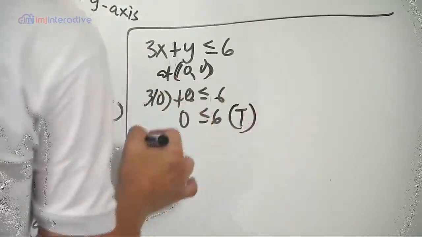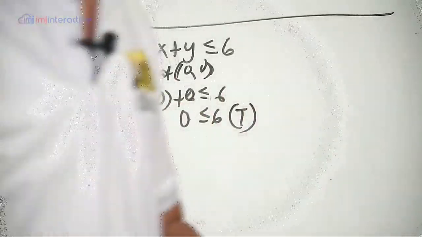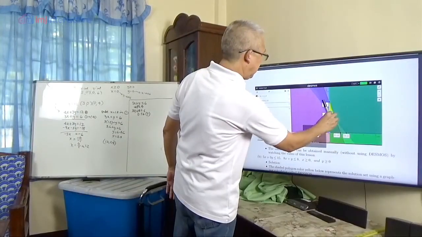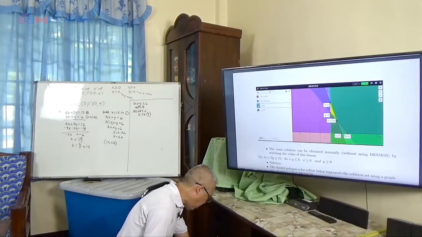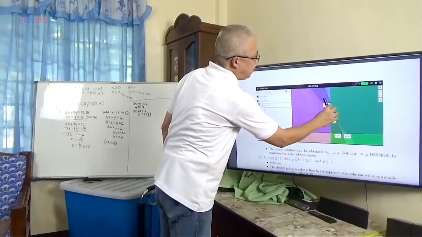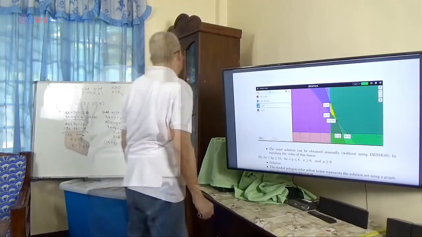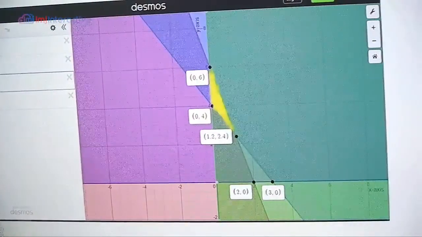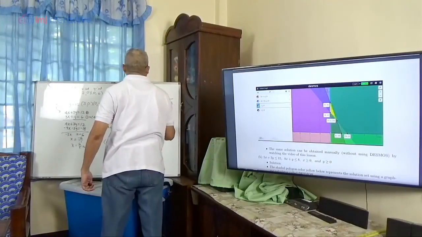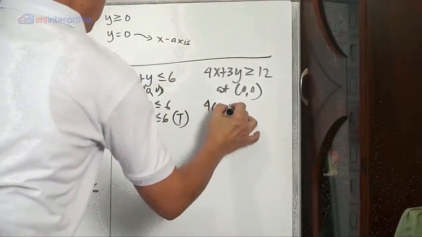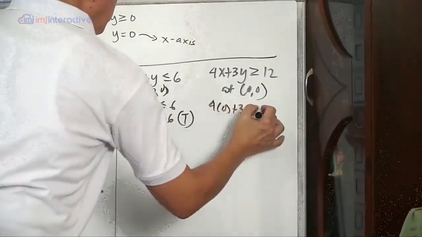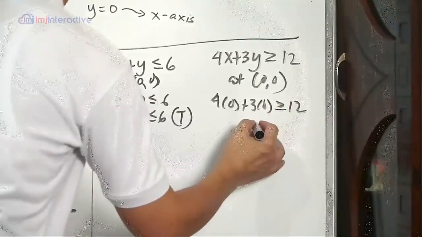So, this is true. So, you are going to shade this region, this part. So, you are going to shade that part. So, you shade this part here. So, this part is covered. Next, let us look at 4x plus 3y is greater than or equal to 12. At 0, 0, this will be 4 times 0 plus 3 times 0. Is that greater than or equal to 12?